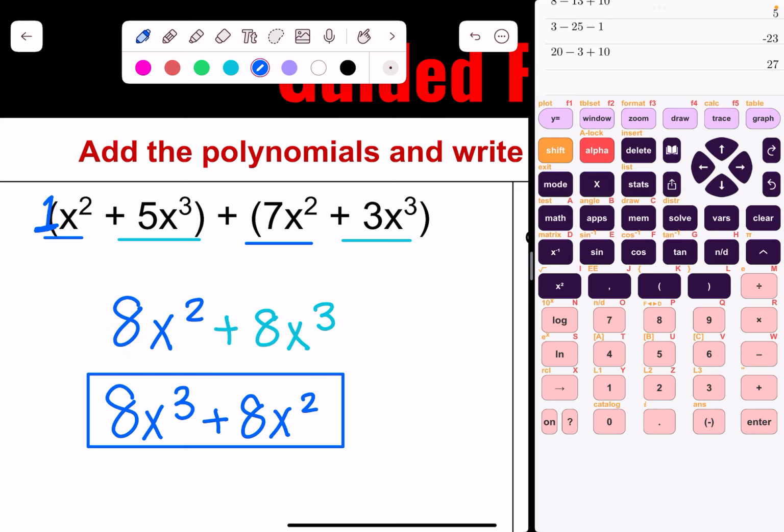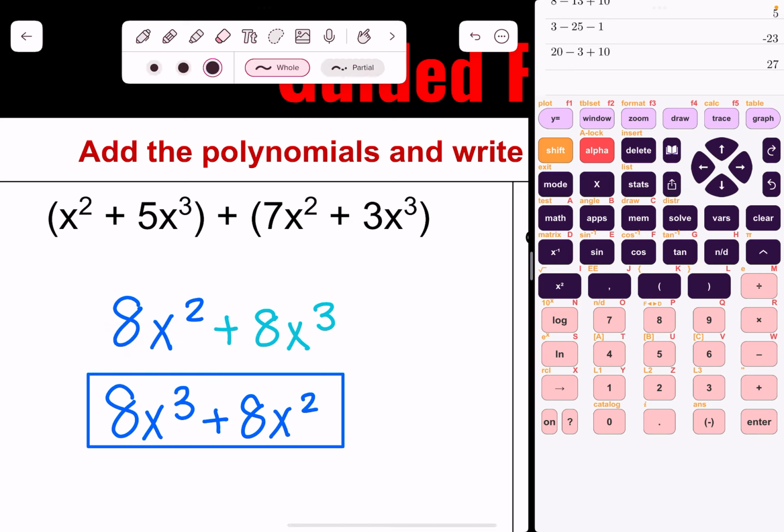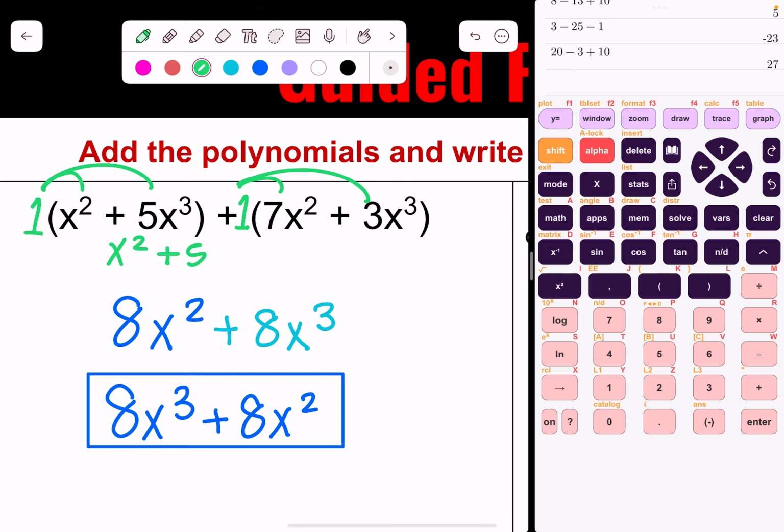Very good. All right. I didn't show you guys how you would remove the parentheses. I kind of skipped a step, but basically, in front of both these parentheses, you don't see anything. So that means there's an imaginary 1. If you multiplied 1 by both of these, it would stay the same. So you'd just be left with x squared plus 5x to the third plus 7x squared plus 3x to the third. And then you can start combining, which we did.